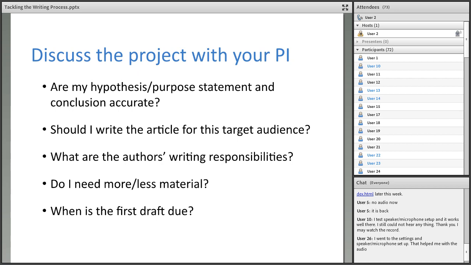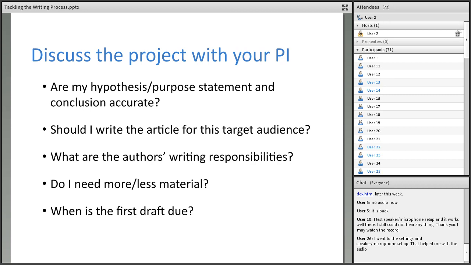You can ask your PI some questions to help clarify how to start and proceed with your writing project. For example, are my hypothesis statement and conclusion accurate? Also, the target audience seems to be audience A. Shall I write the article with this group in mind? Also, I think our research is best suited for publication in journals A, B, or C, as a research article or a review or letter or another type of article. Do you have a particular target journal in mind for the manuscript? Another question you want to ask is, what will the writing responsibilities of each author be?